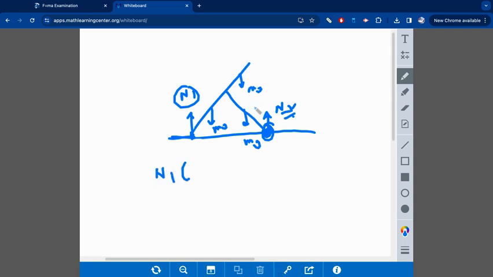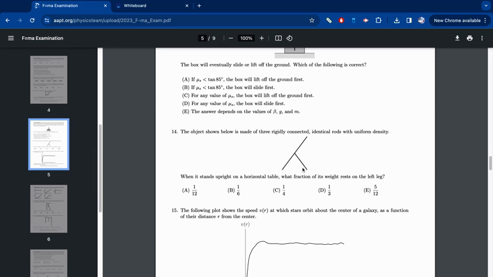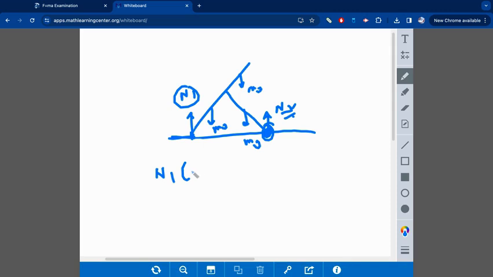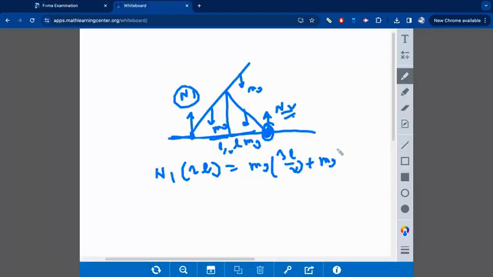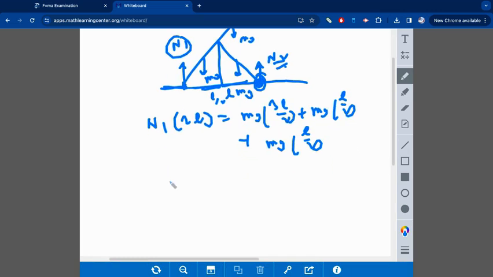So N1 times, if we say that this distance is 2L, then that means this is L, which means this is L over 2. So it'd be equal to mg times 3L over 2, plus mg times L over 2 for this one, and then plus mg times L over 2 for this one as well. So we cancel out L. We get this, which gives us N1 equals 5 mg over 4.